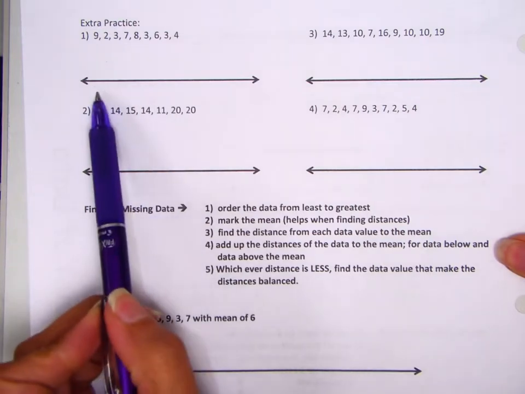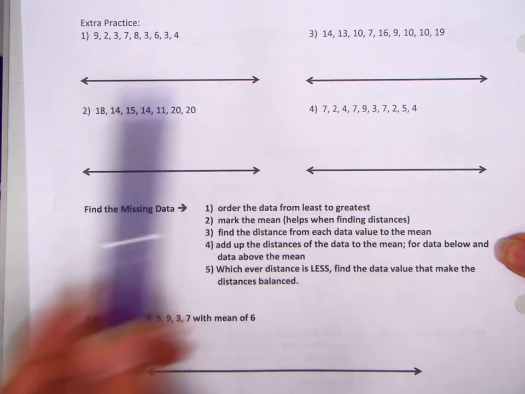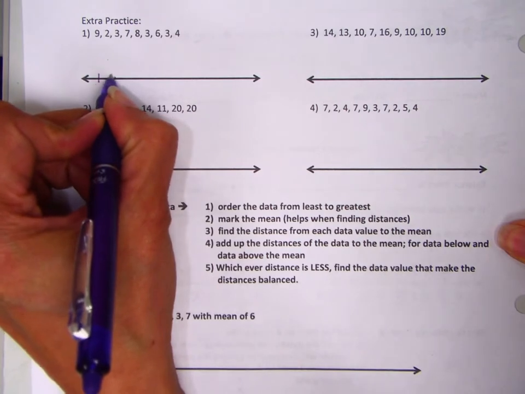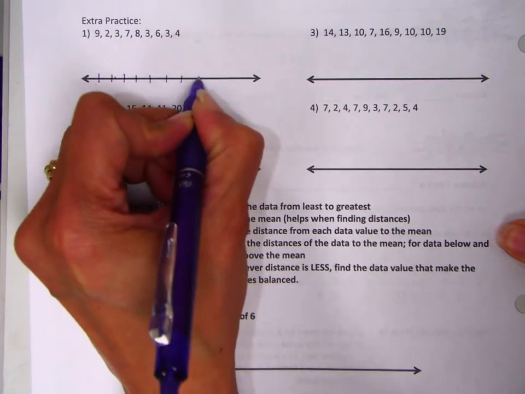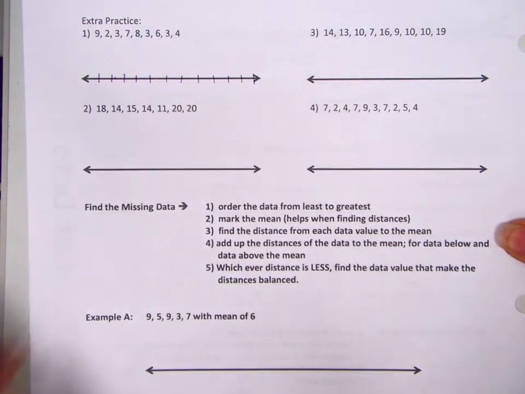Make sure you have at least 12. Actually, you only need 12 on this number line. So divide this up into 12 even marks. Get as even as you can. And there's 12 marks, and then you can number them.